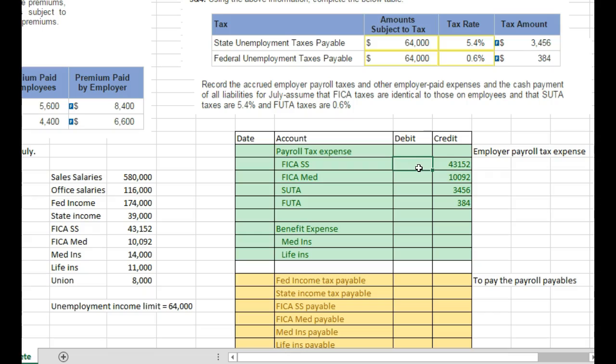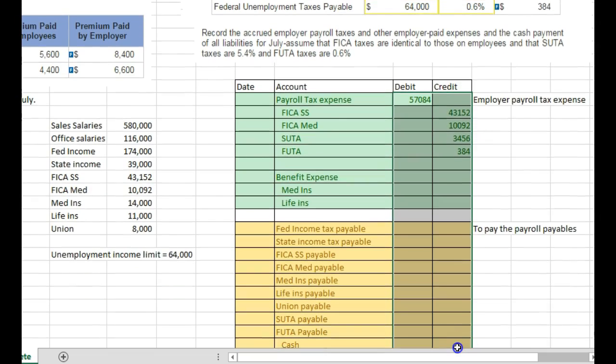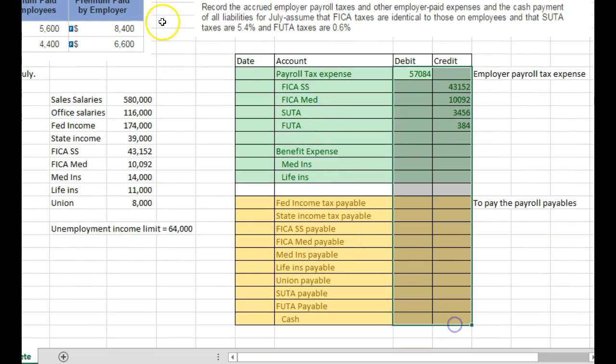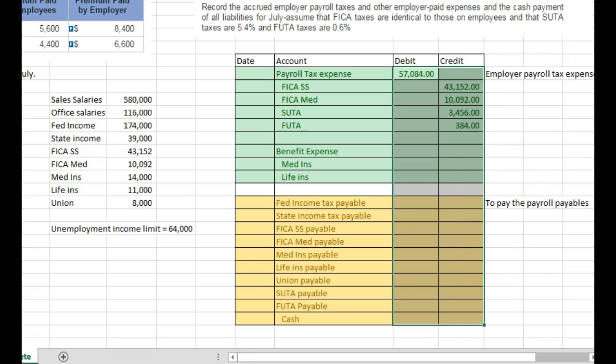that is going to give us the amount of your payroll tax. So they have a payroll tax expense of $57,084. And let's just make those all be commas, so life is much easier for everybody. It looks nice and neat. So that was your first entry. Okay, that's for the payroll tax.